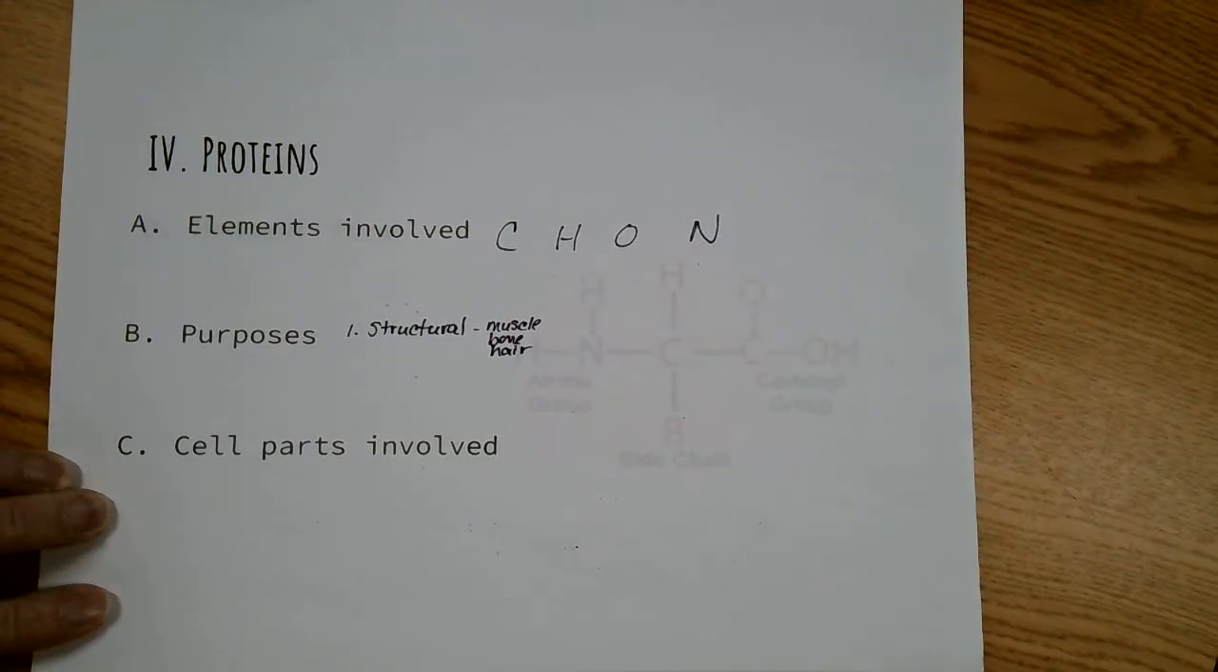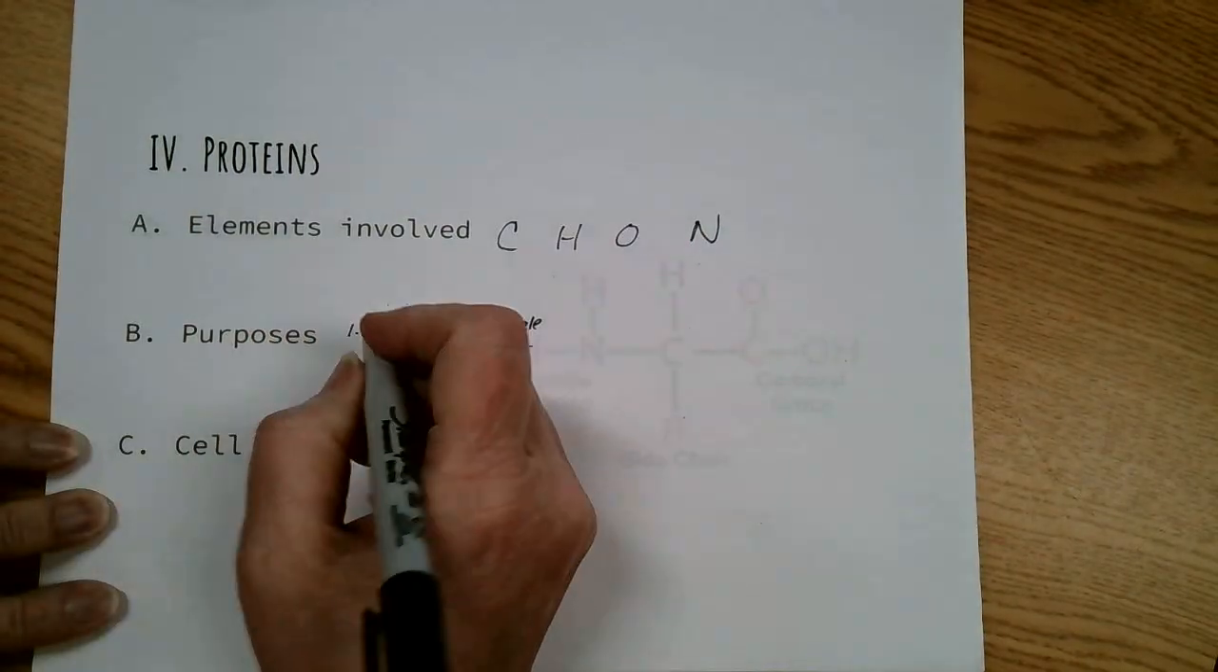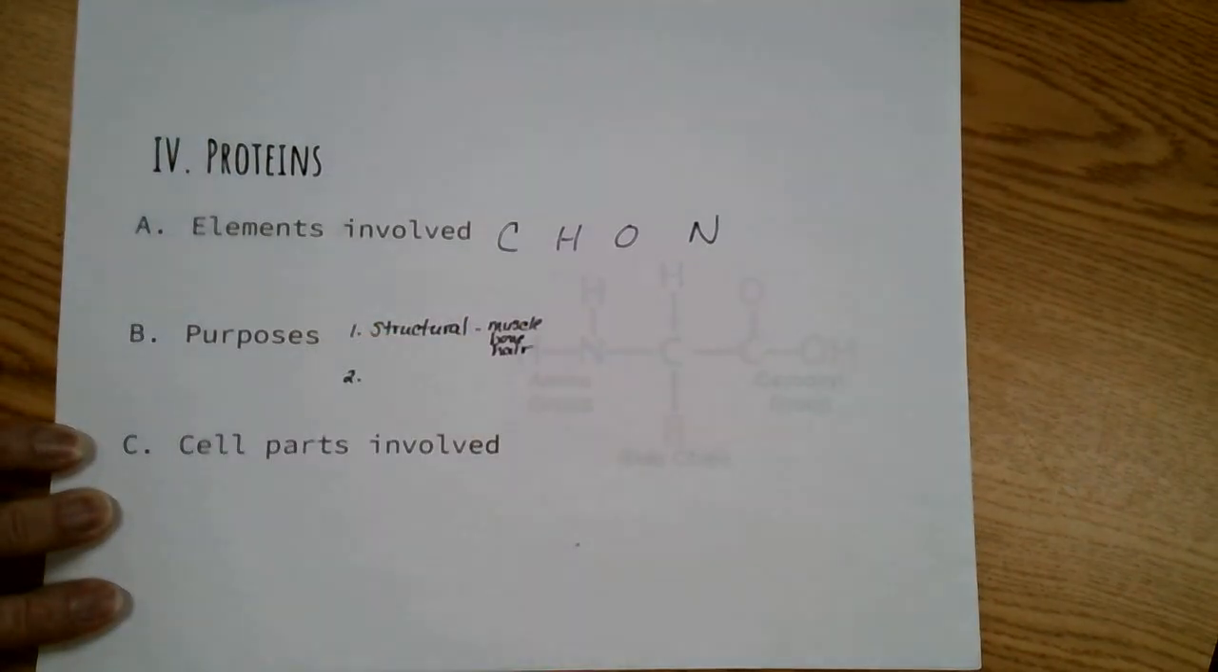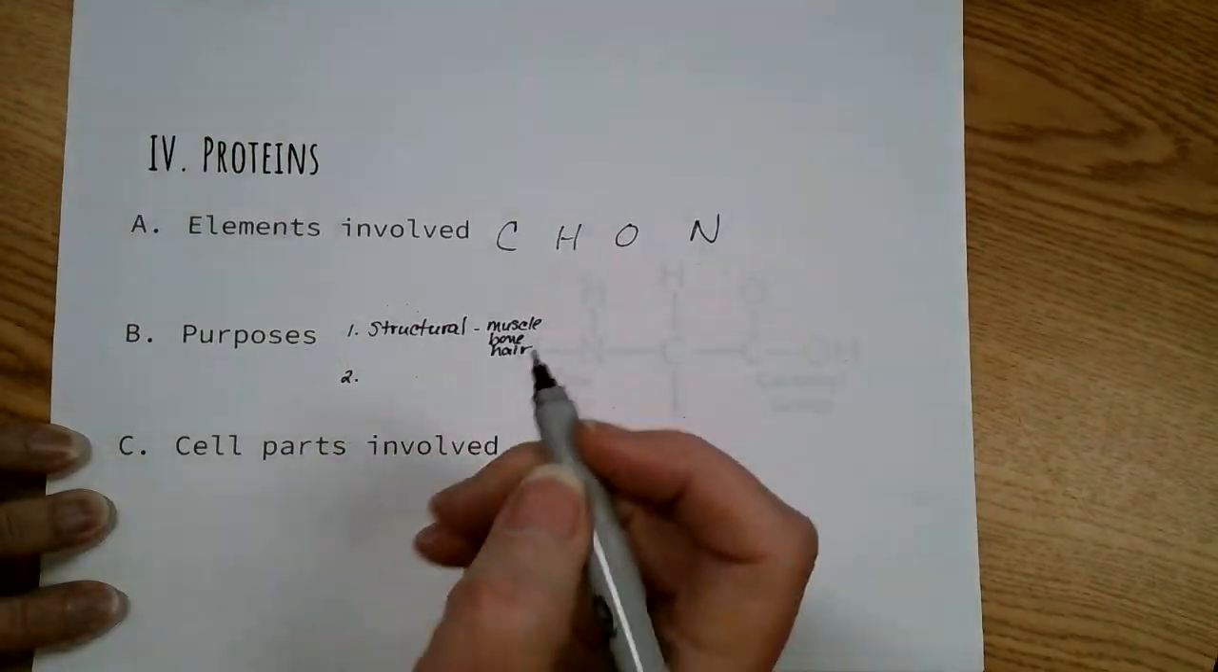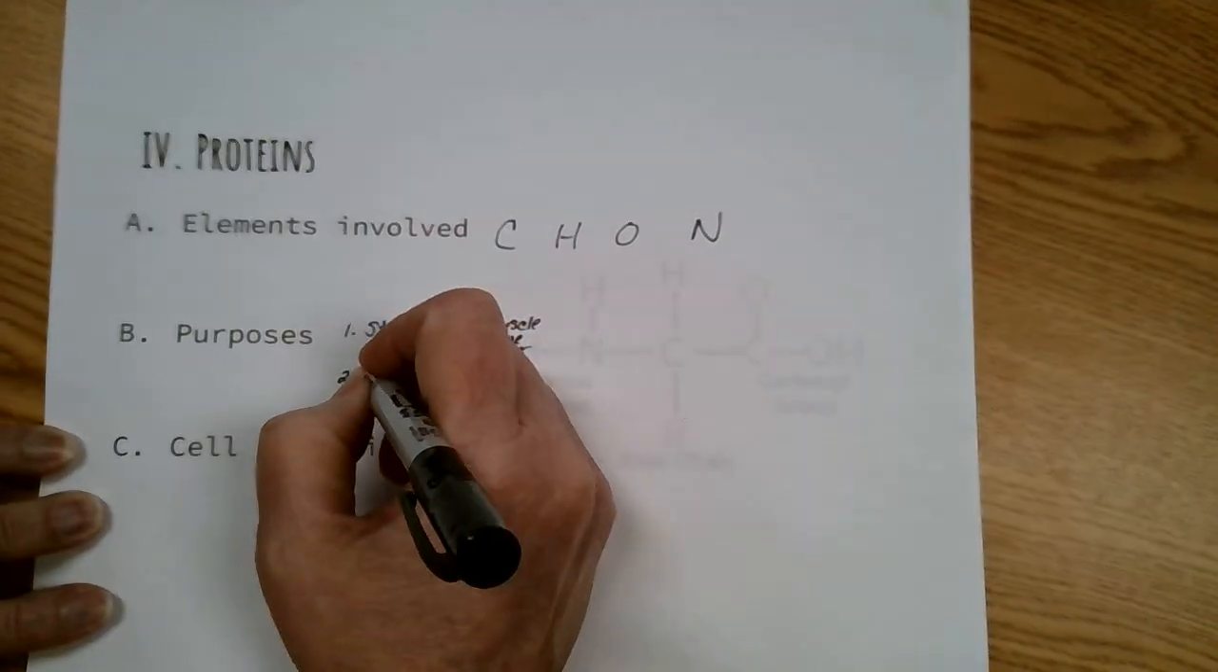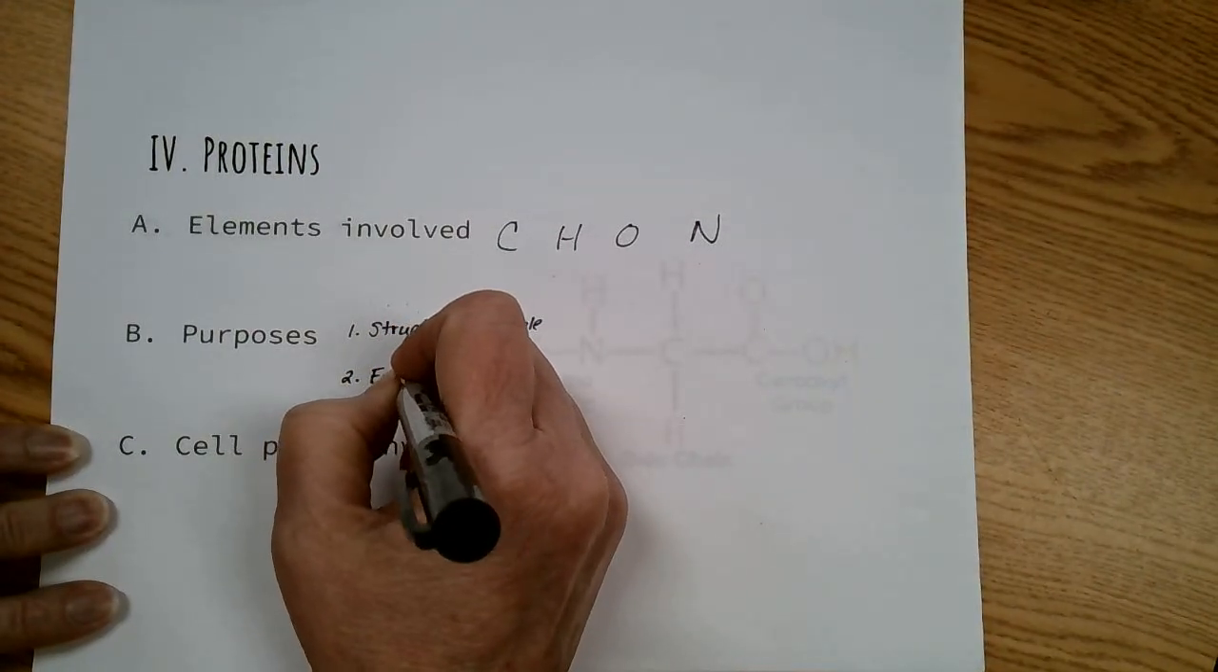And also we'll see inside the cell, it has its own kind of bones and muscles when we get down to cell parts, made out of protein primarily. The second, and probably a more important function or purpose for proteins, is to be enzymes.